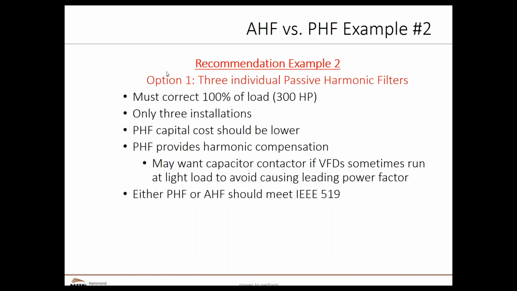So in this case, the economics will likely dictate that 3 passive harmonic filters is likely the better way to go. The capital cost for the passive filters should be lower. Again, it may be warranted to add a capacitor contactor to each passive filter if the VFDs sometimes run at light load. Both the passive and active filters will keep harmonics to a reasonable level and allow compliance with IEEE 519. So the selection is primarily driven by economics.